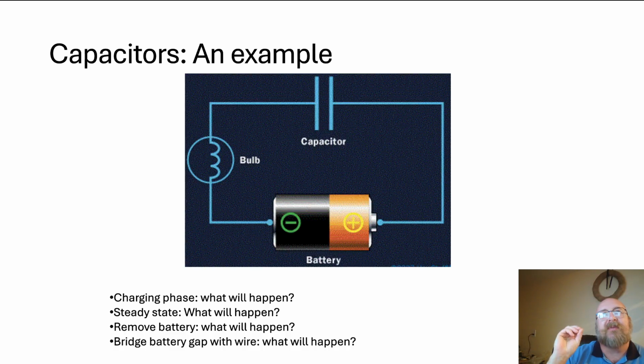Here is a bit of an illustrated example. We've got a battery that's charging this capacitor, and we have a light bulb on one side. What happens when we're charging it? What happens once it's fully charged? What happens when we remove the battery? What happens when we bridge the gap between the two battery wires? What will happen? So I'll walk you through this.